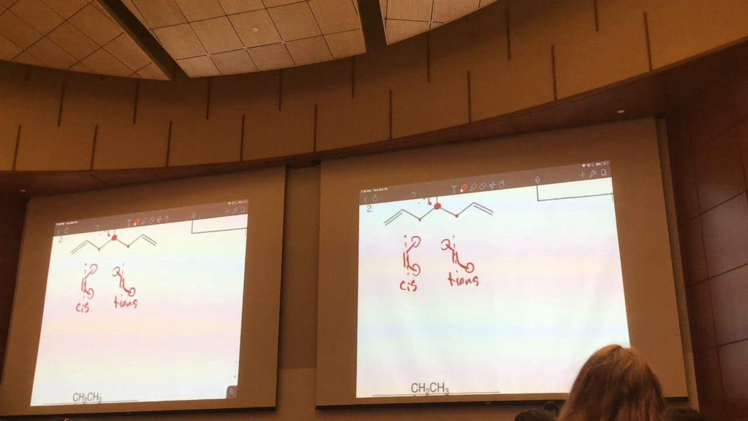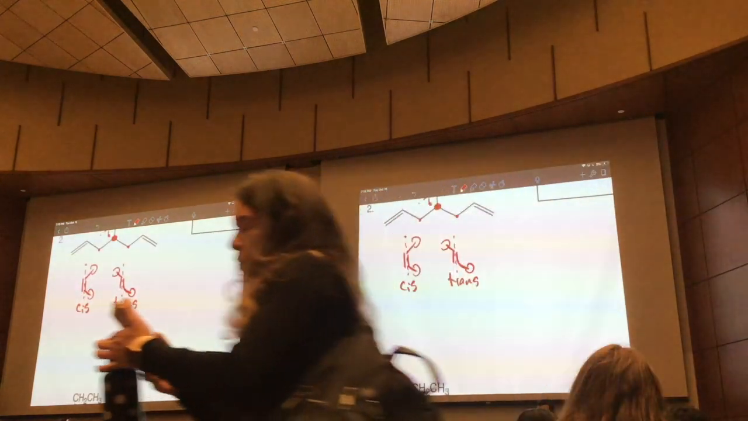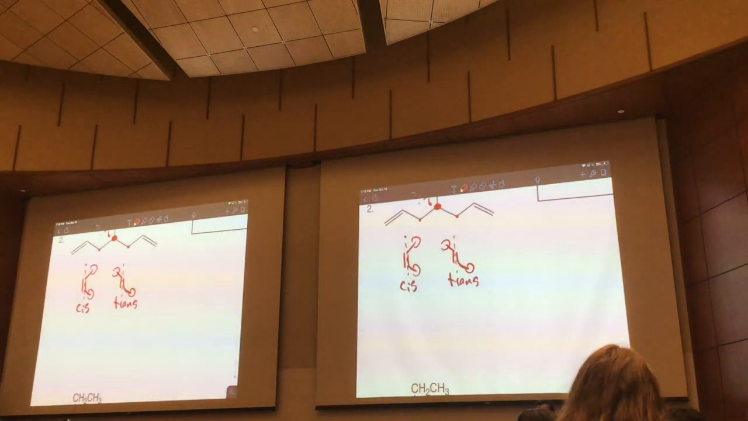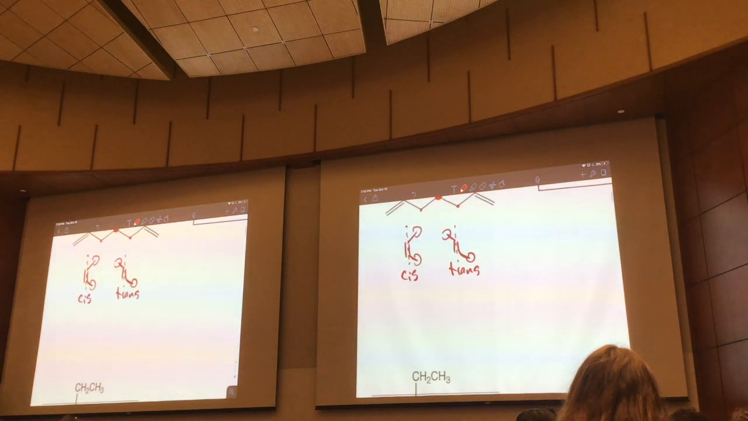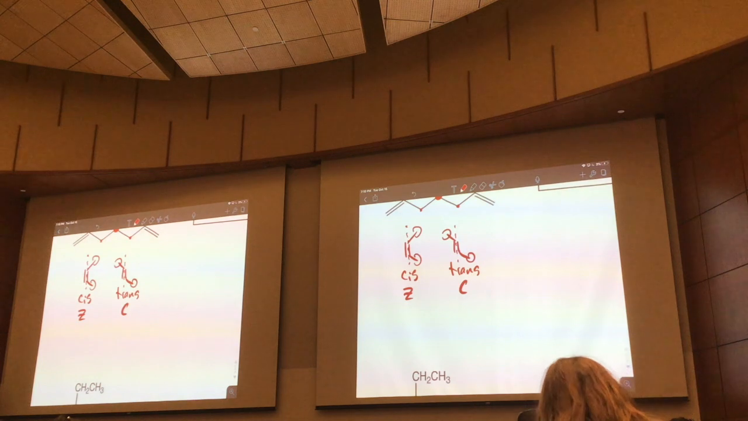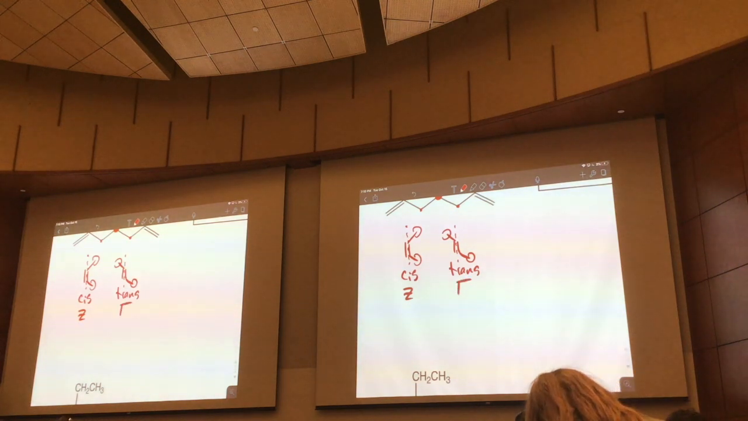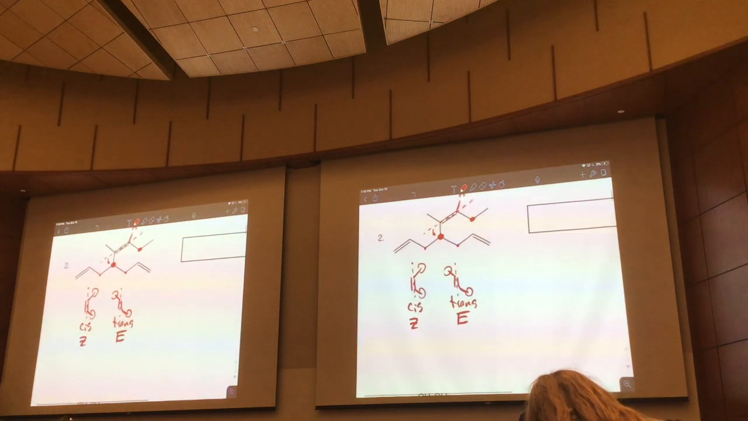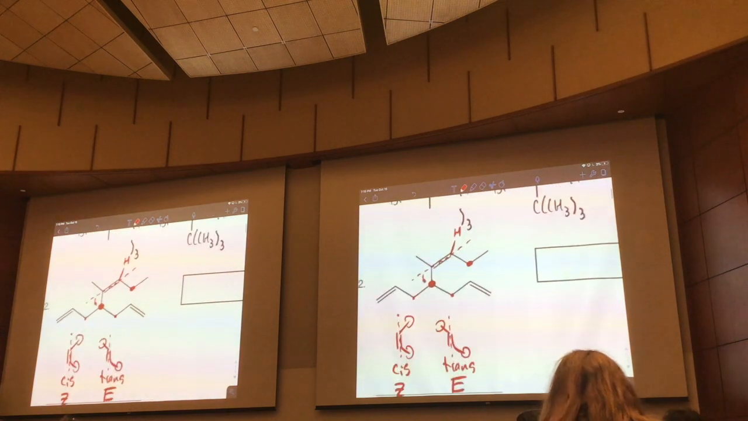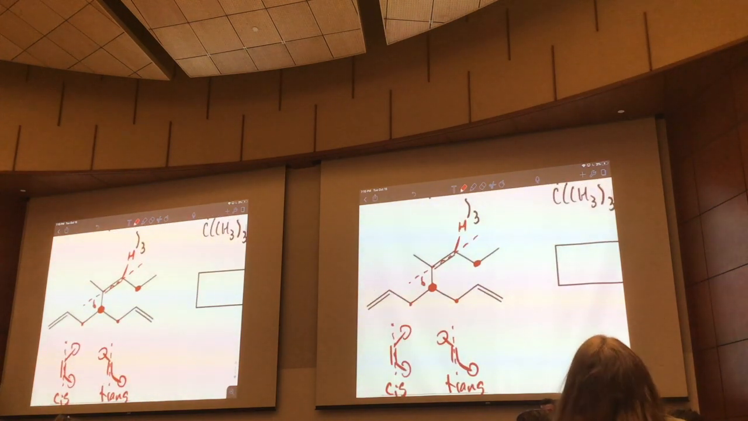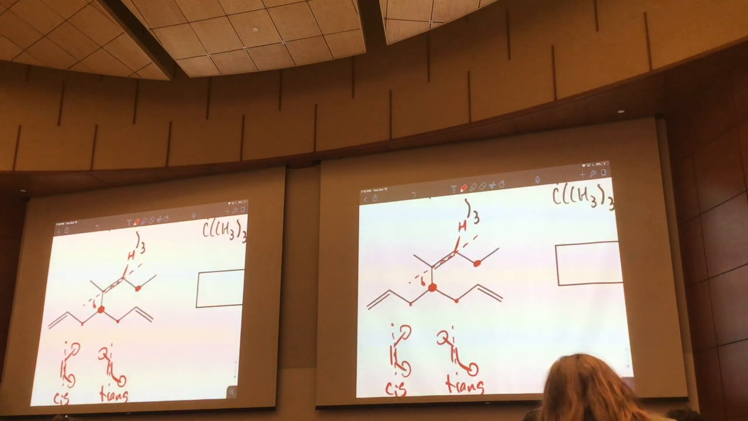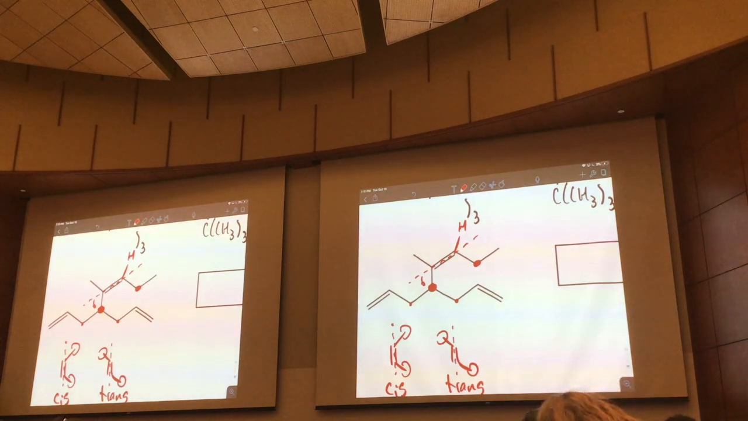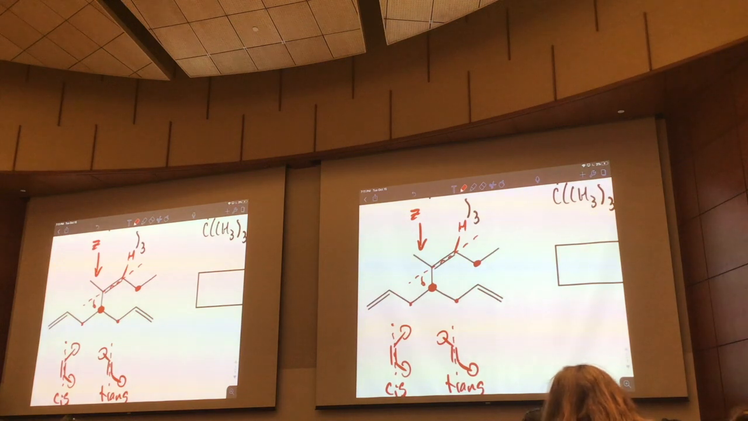So if, like Sabrina said last night, they're on the same side, is it going to be E or Z? Z. So cis and Z are associated with each other, and trans is E. Sorry about that, E. So now we're going to look back. High priority groups on the same side or different sides? Same side, so E or Z. Awesome, so there's Z stereochemistry at that double bond.